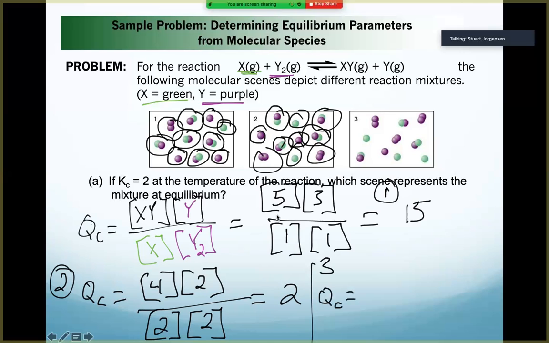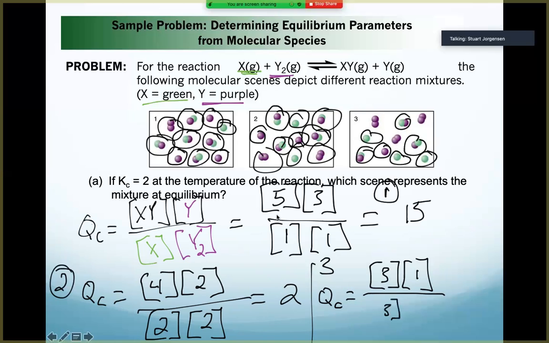We've got XY. We've got 1, 2, 3 XYs. We're looking for our monatomic Ys. We got 1 of those. For our monatomic X's, we've got 1, 2, and 3. And for our diatomic Ys, we've got 1, 2, and 3. Looks like we got 3 divided by 6, which is going to be 0.5 for our last one.